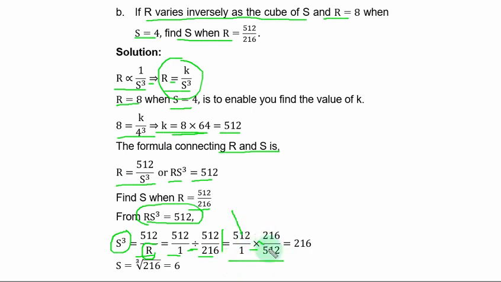512 cancels 512. Divide 216 by 1, you have 216. To get s from s cube, you need to take the cube root of 216, and that is 6. Therefore, s is equal to 6 when R is equal to 512 over 216.